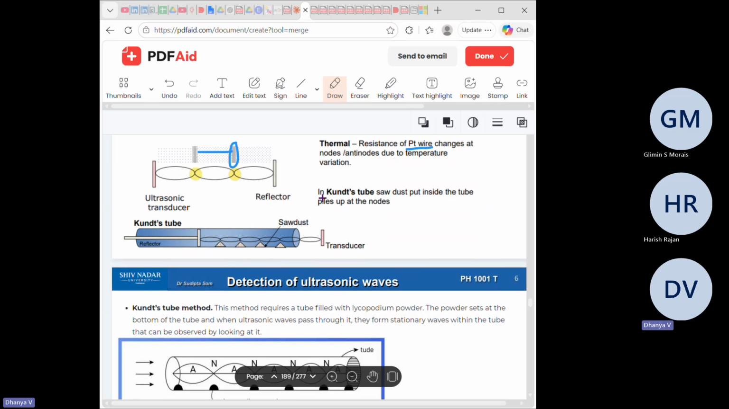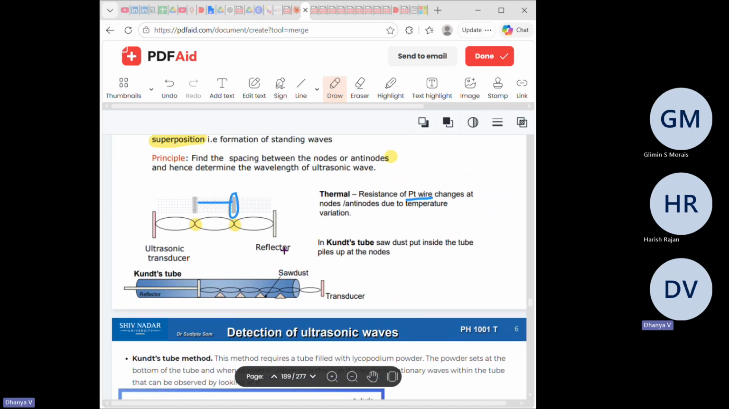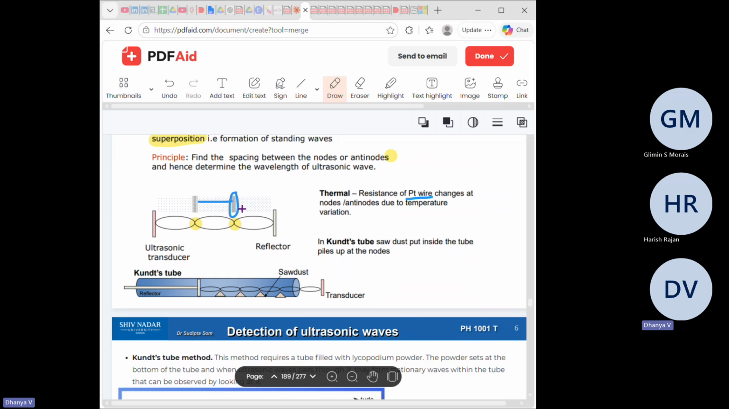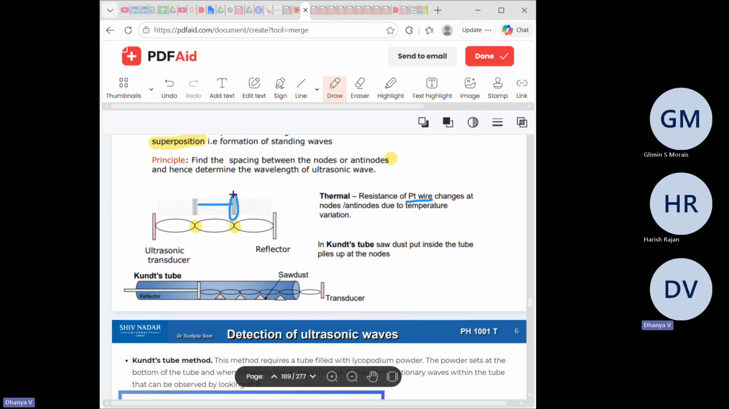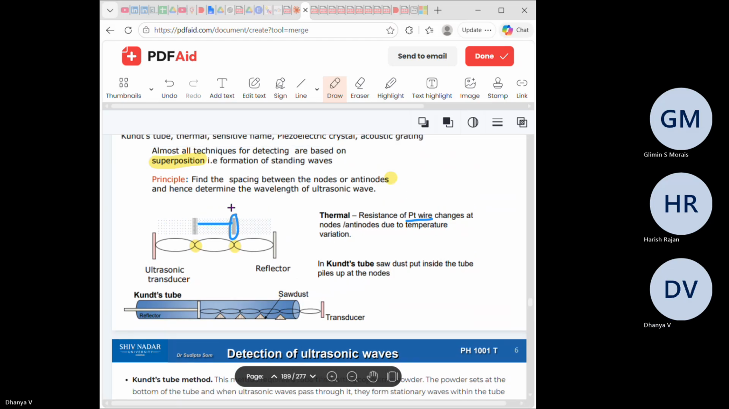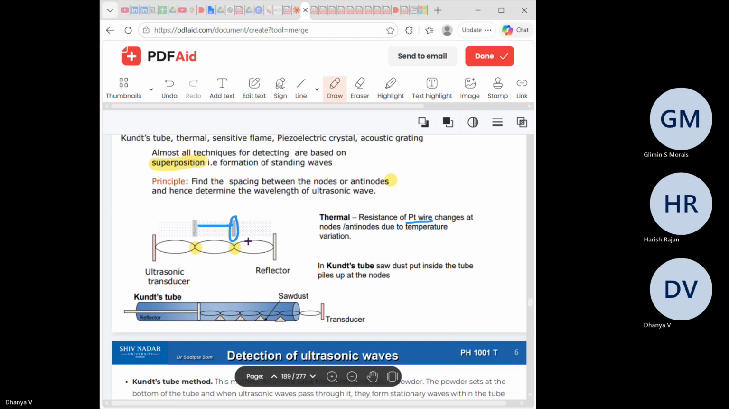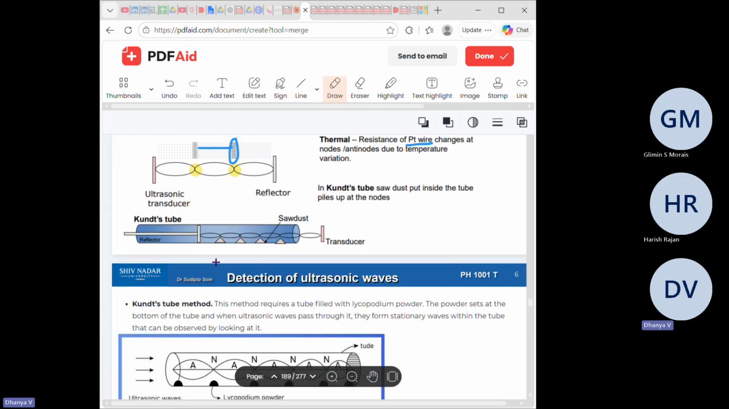In the Kundt's tube, you see there is a reflector and a transducer. Only at your nodes, you see the sand dust accumulated. This is how you detect the presence of your ultrasonic waves. In your nodes there is accumulation, and when you see the sand, you detect the presence of the ultrasonic waves.